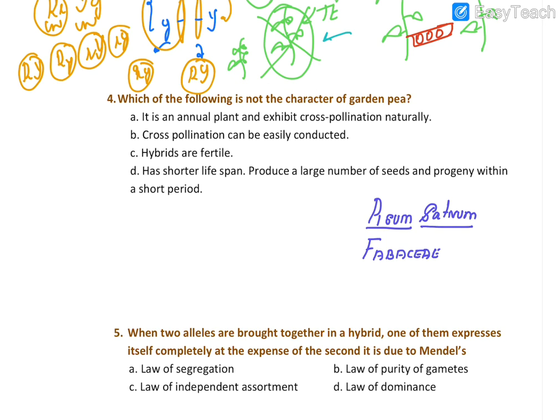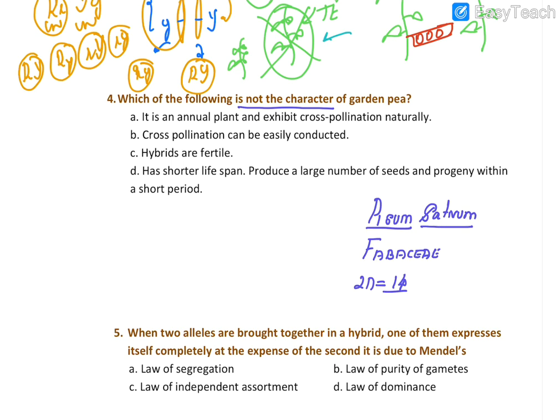Then if you take the diploid chromosomal number, it is 14. There are 7 pairs of homologous chromosomes, so the chromosomal number will be 14. So these are some information related to the garden pea plant. It is easily available. But here the question is mainly based on this concept: which of the following is not the character of the garden pea plant?